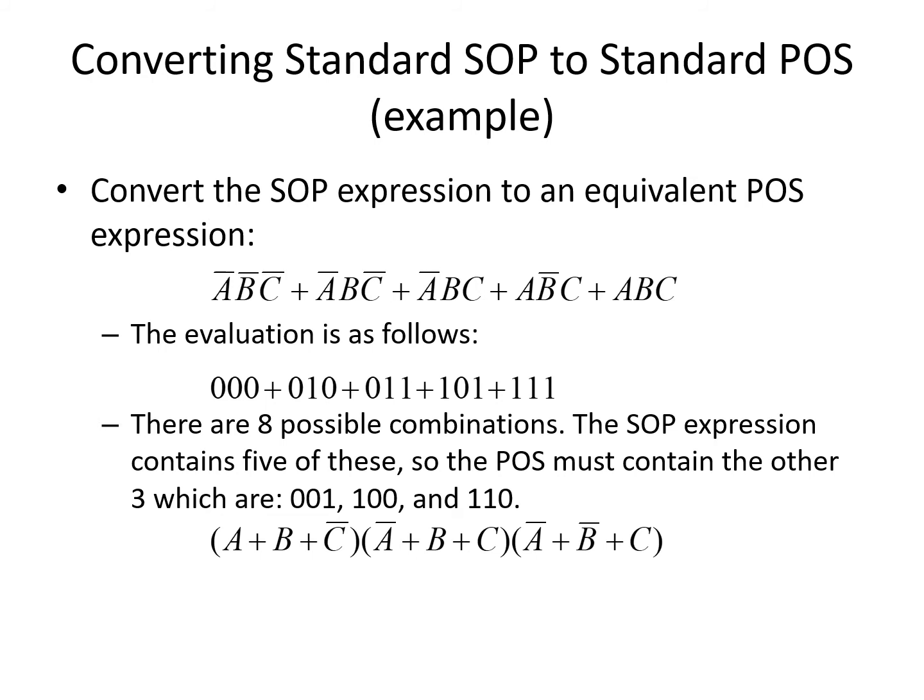There are 8 possible combinations. Some of the combinations are missing. The sum of product expression contains only 5 of these, and the remaining 3 will be there in the product of sum expression. The remaining 3 are 0 0 1, 1 0 0 and 1 1 0. So write the equivalent POS. We have a plus b plus c bar, into a bar plus b plus c, into a bar plus b bar plus c.